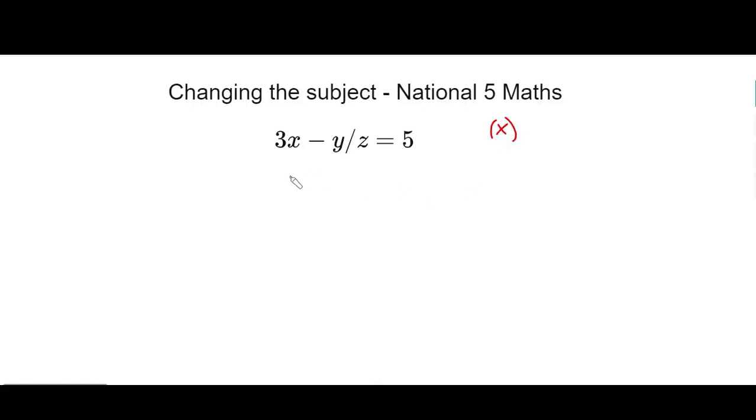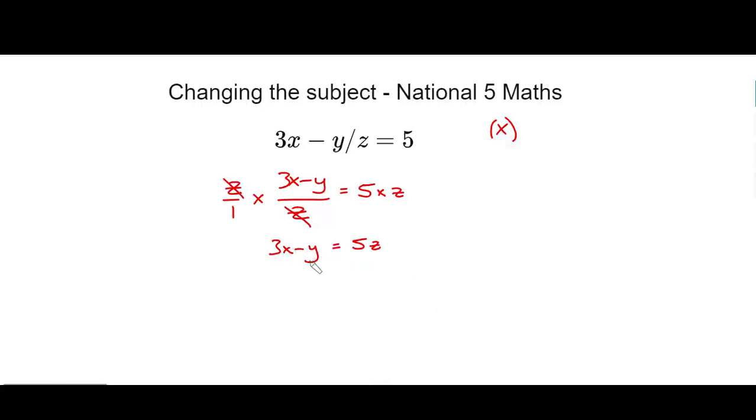If we've got 3x minus y divided by z is equal to 5, we want to rearrange for x. We want to get rid of everything else on this side except for x. How are we going to get rid of the z first? If we times by z, because z's been divided, the z over 1 can cancel. You've also got to times by z on this side. That gives you 3x minus y is equal to 5z.